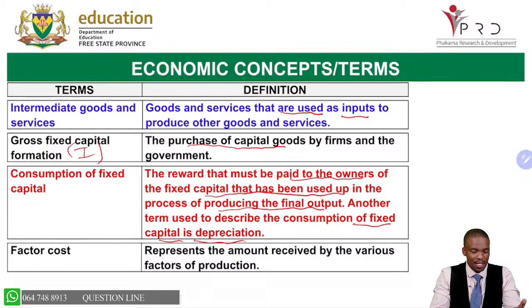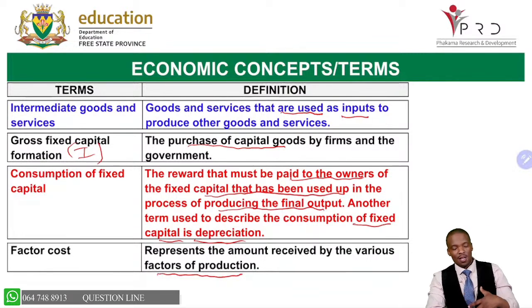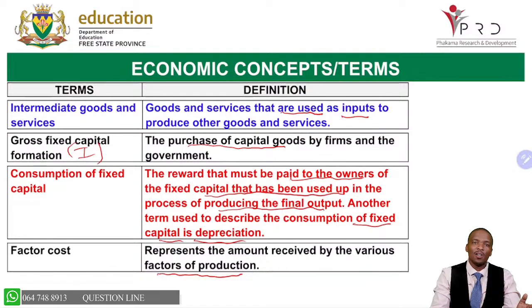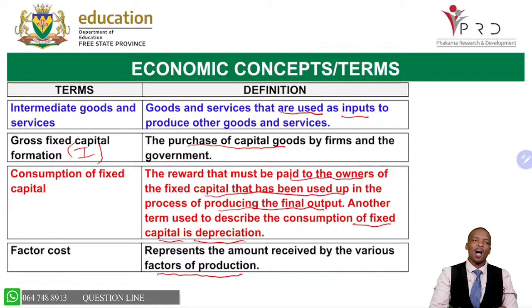Factor cost represents the amount received by various sectors of production. It means businesses, government, as well as the foreign sector. As you remember, households are the owners of factors of production. So we need to check, when households render their factors of production to the other participants, how much were they paid? That is called what? The factor cost at the end of the day. So it represents the amount that was received by the various factors of production.